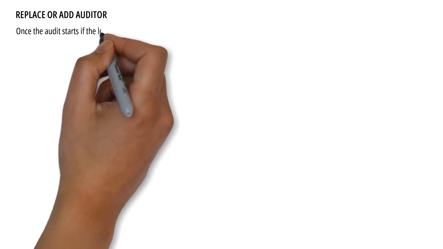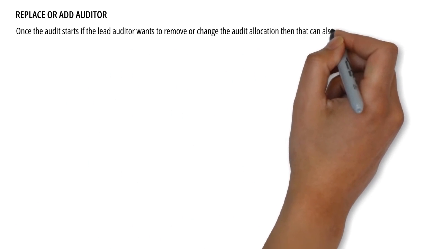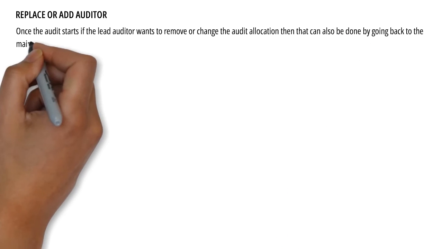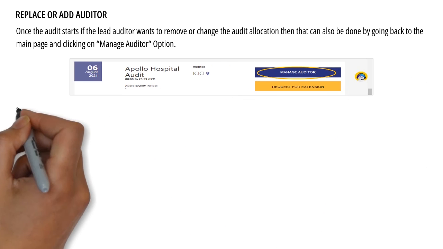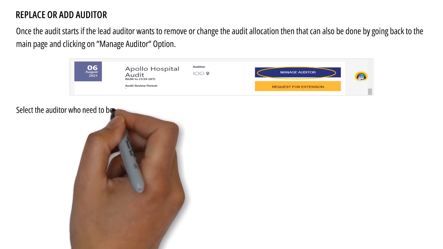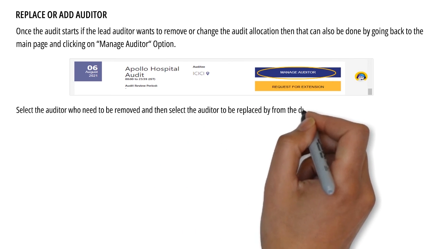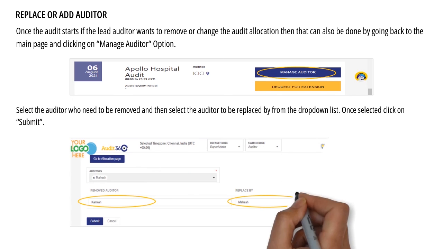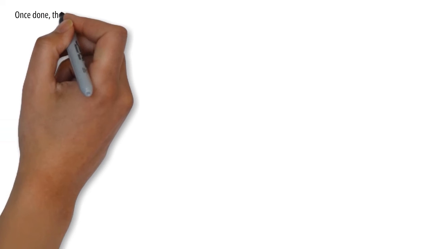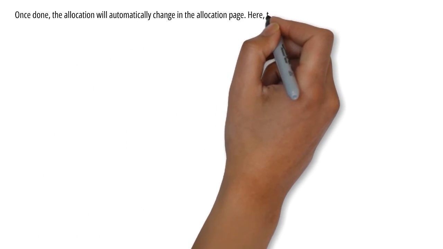Replace or add auditor. Once the audit starts, if the lead auditor wants to remove or change the audit allocation, then that can also be done by going back to the main page and clicking on the Manage Auditor option. Select the auditor who needs to be removed, and then select the auditor to be replaced by from the drop-down list. Once selected, click on Submit. Once done, the allocation will automatically change in the allocation page.